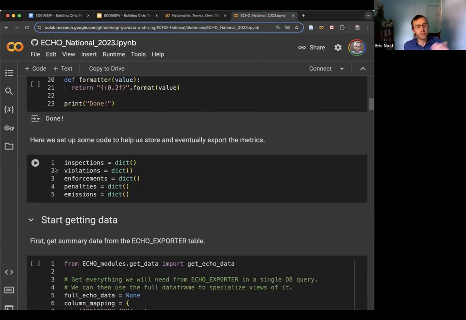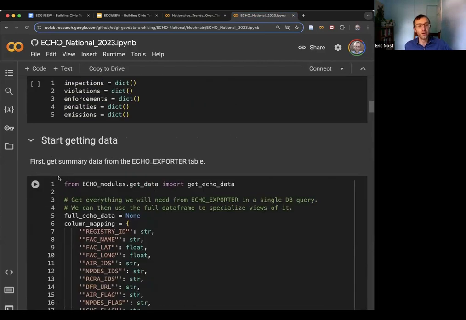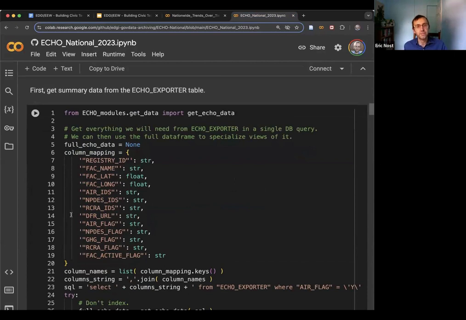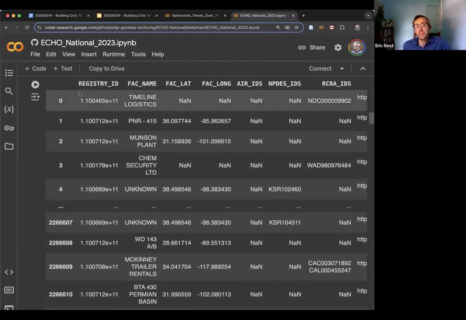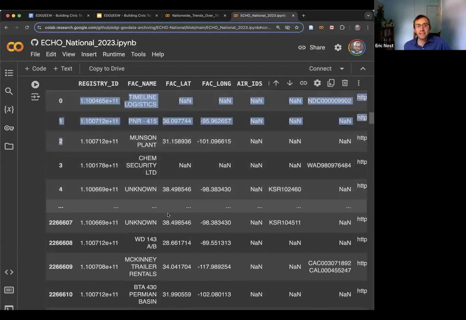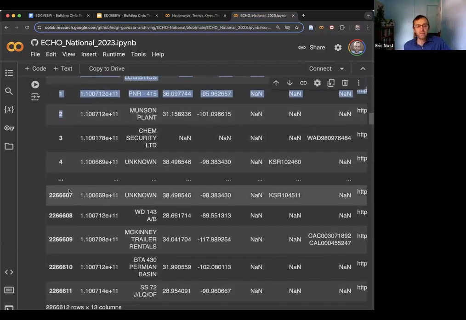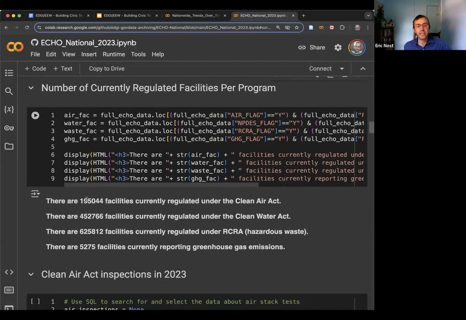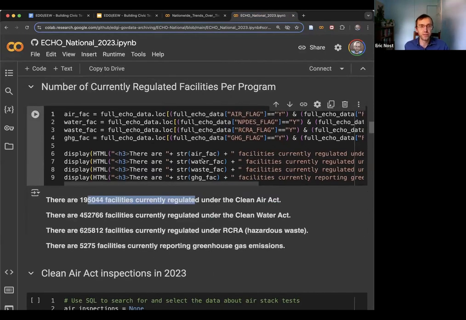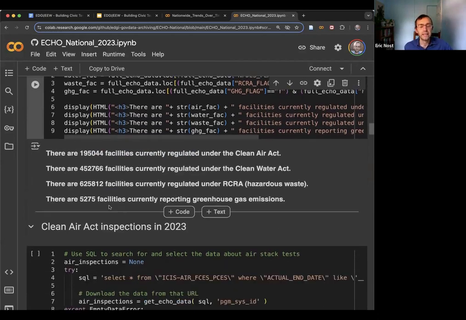So you can see this notebook is a little bit longer. There's longer cells of code. But what we're doing here is retrieving basically spreadsheets that tell us, okay, in this case, this is every regulated facility in EPA's database. We're summarizing how many facilities are currently, or at that time, this is 2023, regulated under the Clean Air Act, Clean Water Act, RCRA, as well as reporting greenhouse gas emissions.